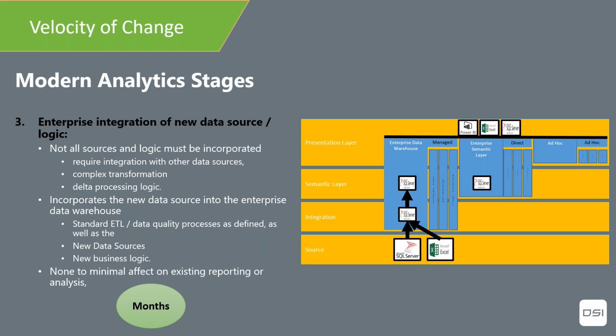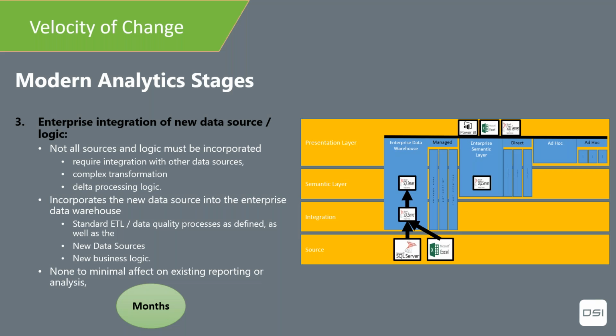So if you do want to incorporate it into the enterprise data warehouse, then you need to go through your standard ETL data quality processes. You need to incorporate the new data sources, business logic. And if you've done this correctly and you're able to model that semantic model up front initially, then once you change the data source in the semantic model from that ad hoc source to the enterprise data warehouse, you should not have any effect on the existing reporting or analysis. So from a front user perspective, that should be completely transparent to them. They should not really know or need to care whether it's something that exists only in the semantic layer or whether it also exists in the data warehouse as well. Okay.